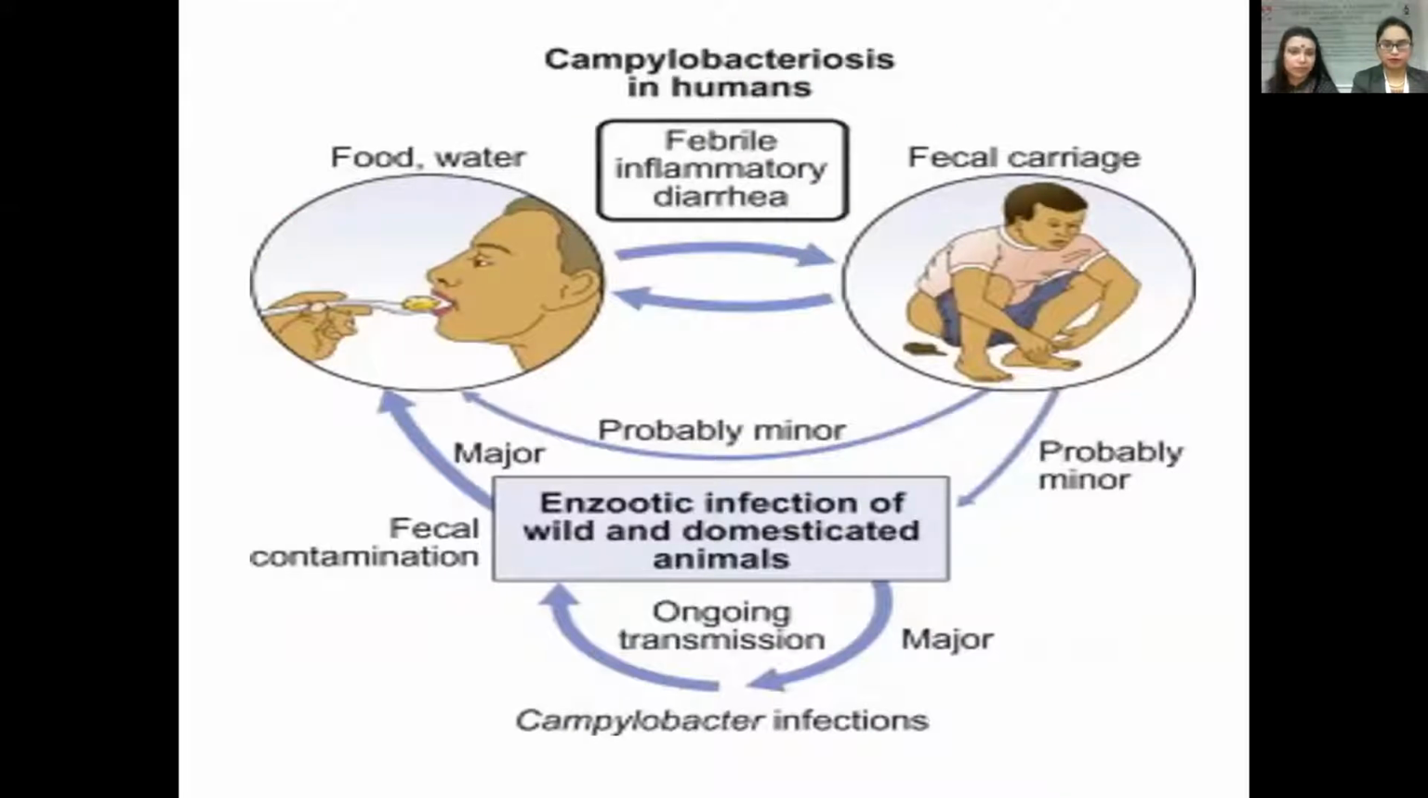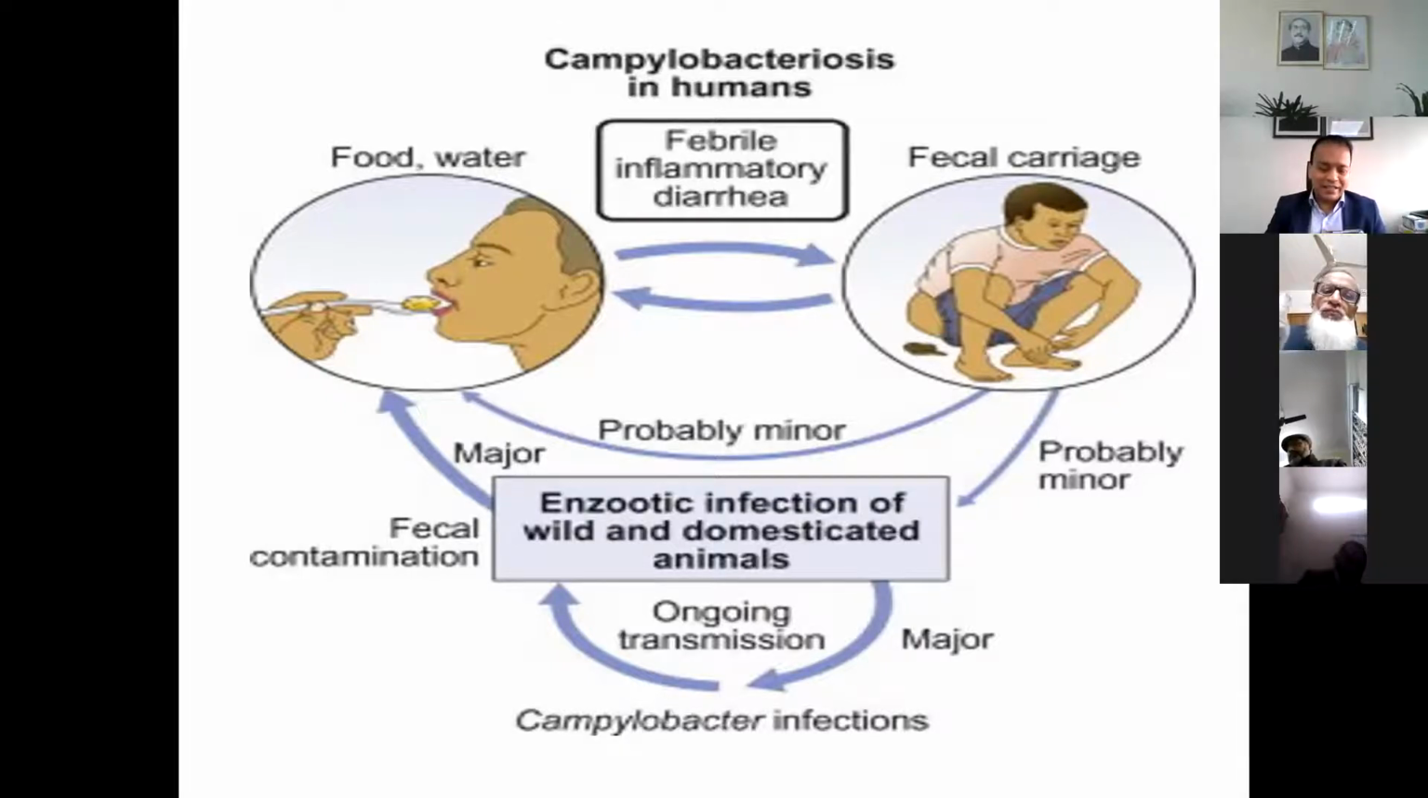So this is campylobacteriosis in humans. How does Campylobacter come to humans? Mainly through poultry meat and poultry products. Campylobacter species are commensal organisms in host animals like poultry, chicken, and other animals. When the meat of these animals and their products are contaminated with Campylobacter jejuni, it comes through food or water. And when we consume that contaminated poultry meat and other products, we get sick. Due to this, when the feces of the ill person come to the environment, the enteric infection of wild and domesticated animals goes on transmitting to the public health.